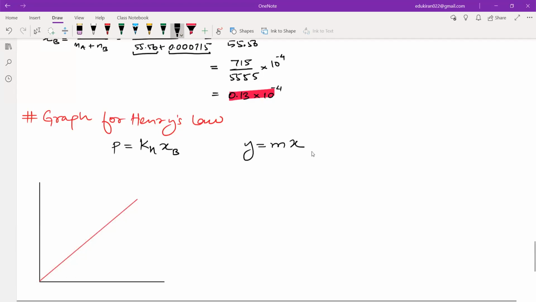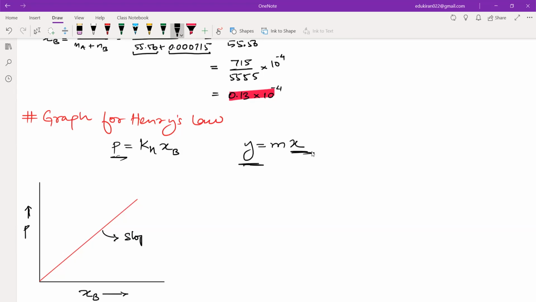And in the y-axis we have, y में क्या है? Pressure है, partial pressure of the gas. And x में क्या है? We have the mole fraction. ठीक है. So this is the plot for Henry's law, and the slope of this line will give you the Henry's constant KH. ठीक है. चलिए इसको ही बना लीजिए, ग्राफ फॉर Henry's law.